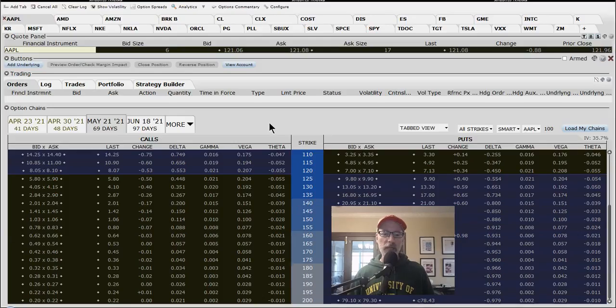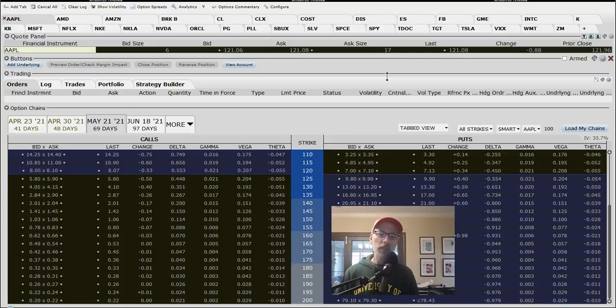So let's go back to the option chain here. Okay, 160. That's what people don't understand: if you're going to hold all the way to expiration, what are the chances of Apple going from $121 all the way up to $160.64? That's almost another $40 move Apple has to make just for you to break even. Now, that's if you hold it until expiration.